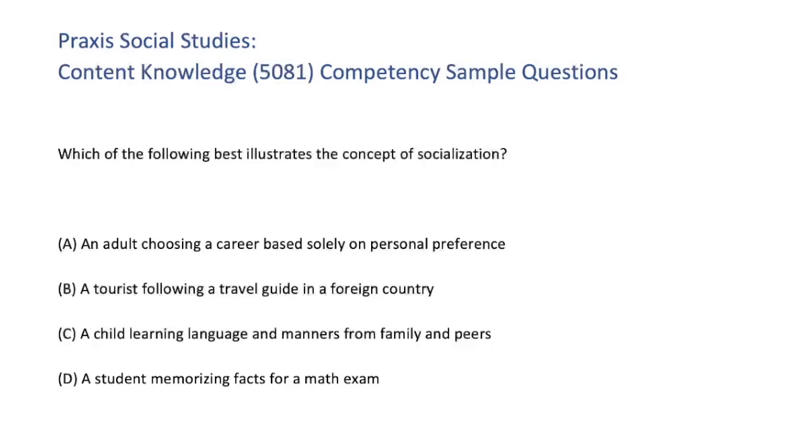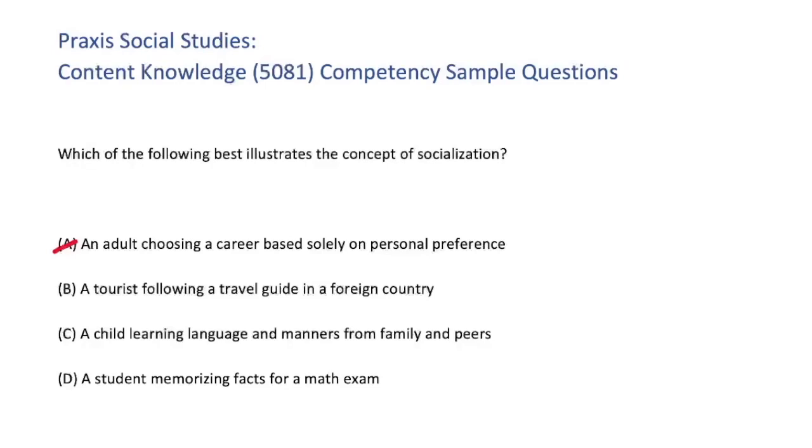You should review the primary agents of socialization and then look for the example where society is shaping the individual's behavior. With that in mind, let's break down these options and pick the best one. We can begin by eliminating option A, an adult choosing a career based solely on personal preference. This option refers to a career choice, which is an individual preference, not illustrating socialization.